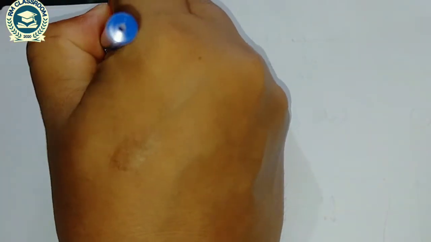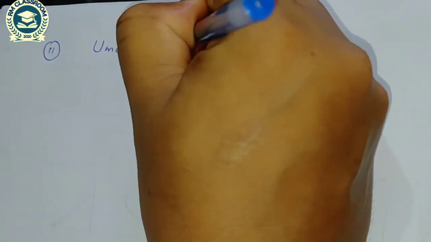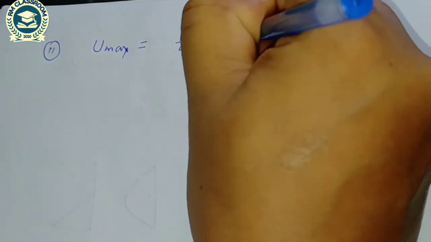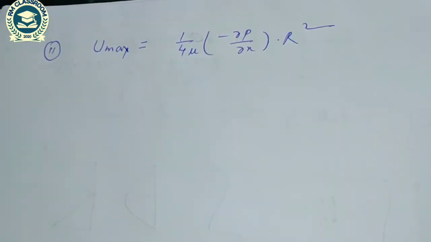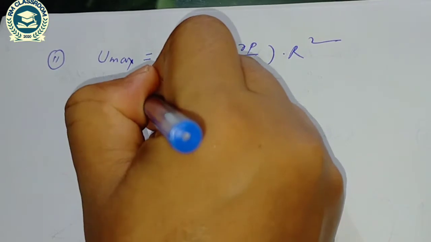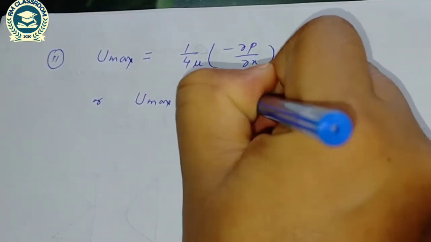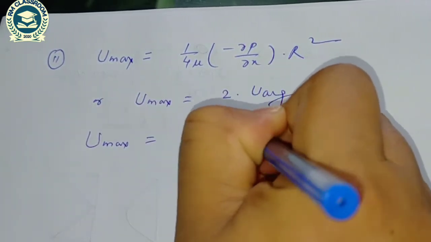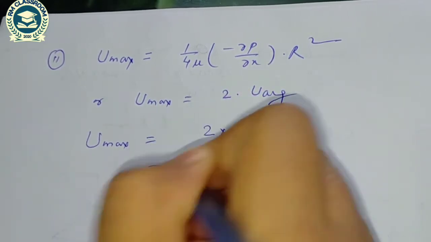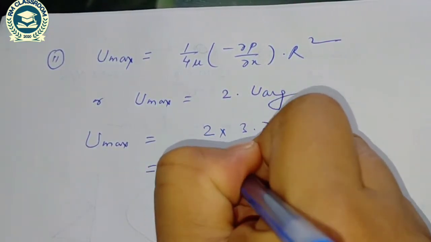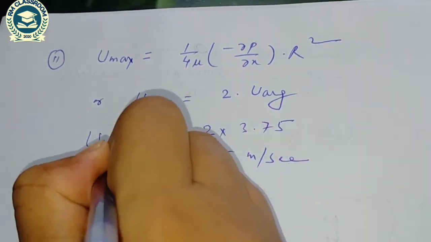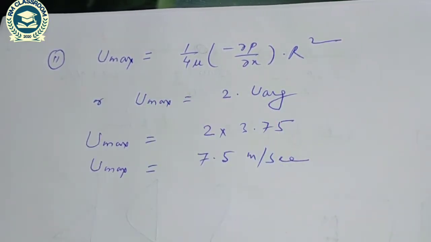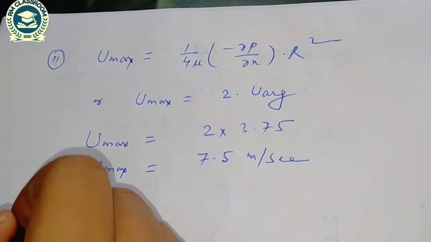In second part, we have to compute maximum velocity. So maximum velocity, already I have written the expression 1 by 4 mu minus del p by del x into r square, or we have also written maximum velocity is equal to 2 times the average velocity. So maximum velocity is equal to 2 times the 3.75 average velocity, so it is 7.5 meter per second, the maximum velocity which was required in the second part.